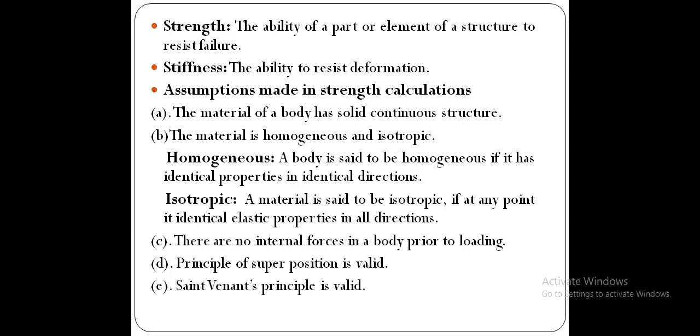Next, the material is homogeneous and isotropic. What is homogeneous? A body is said to be homogeneous if it has identical properties in identical direction, which means that material should have uniform composition throughout the section and it should have uniform properties in all directions. Next, isotropic. A material is said to be isotropic if at any point it has identical elastic properties in all directions. Let us take a point in an isotropic material. In that point, it has uniform elastic properties in all directions.